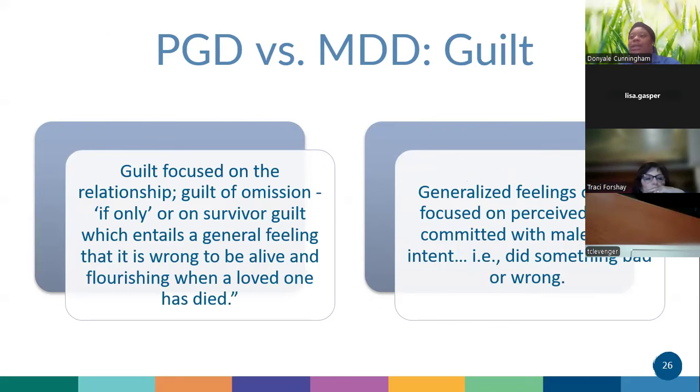All right, let's look at guilt as it relates to prolonged grief disorder versus major depressive disorder. One is guilt focused on relationships, guilt of omission, like "if only," or survivor's guilt, which entails a general feeling that it is wrong to be alive and flourishing when a loved one has died. And then the second one may be a generalized feeling of guilt, focused on perceived deeds committed with malevolent intent, did something bad or wrong. So, who can tell me which one is more prolonged grief disorder and which one may be major depressive disorder?